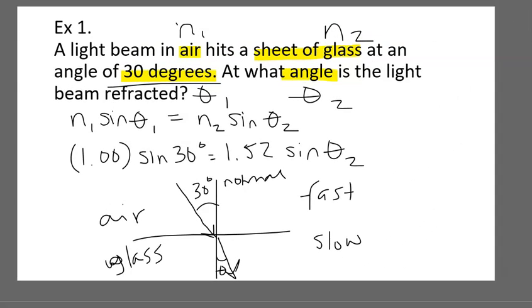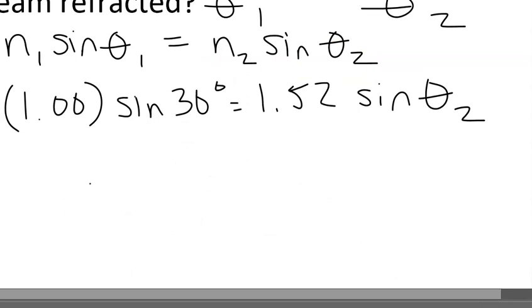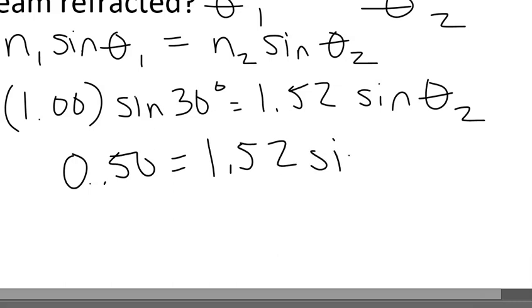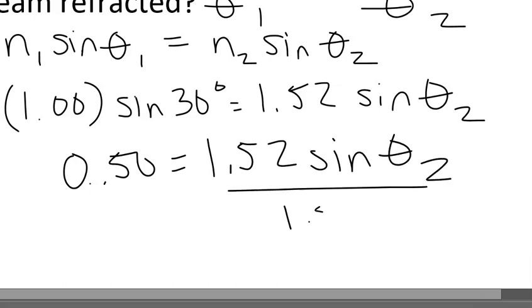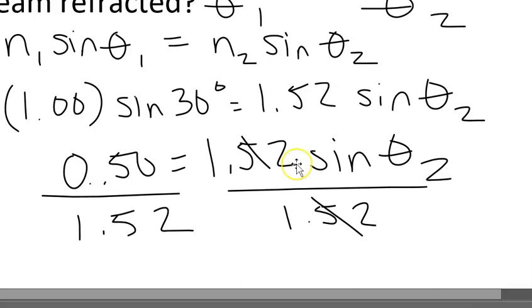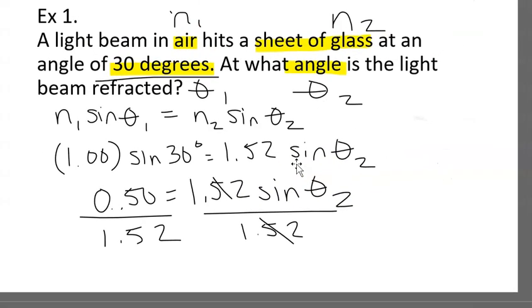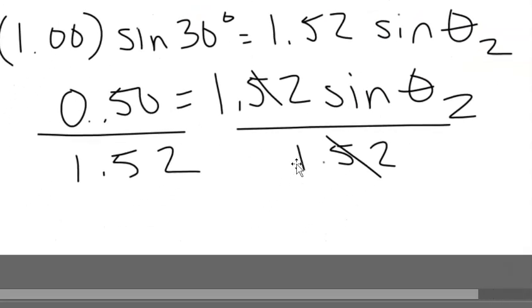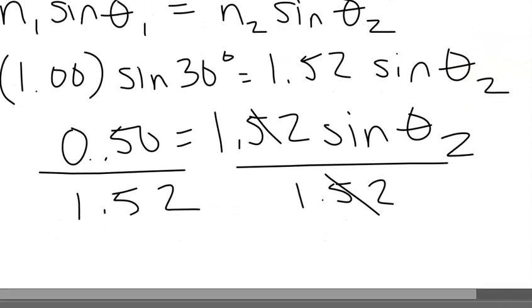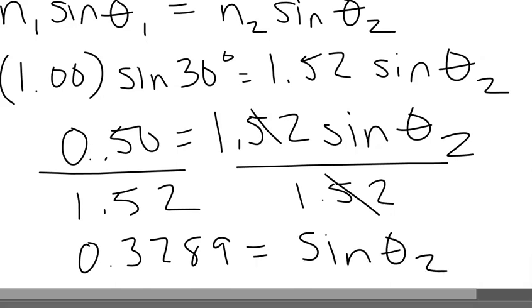All right, so let us solve for that. Let me erase this. So sine of 30 is 0.5. It's equal to 1.52 sine of theta 2. Divide both sides by 1.52. And you should get 0.3289. 0.3289 is equal to sine theta 2.